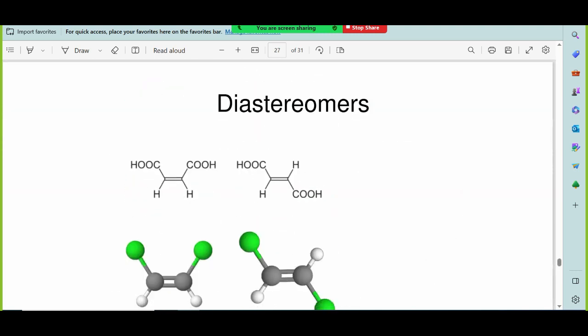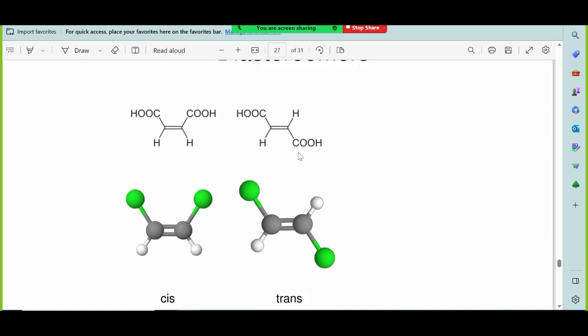And the 4th type is a diastereomer. Here it happens when we have the cis. This is called a cis position, and this is called a trans position. The cis position is when both are from the same side of the main axis of the chain, and the trans position when they are from different sides of the main axis of the chain.